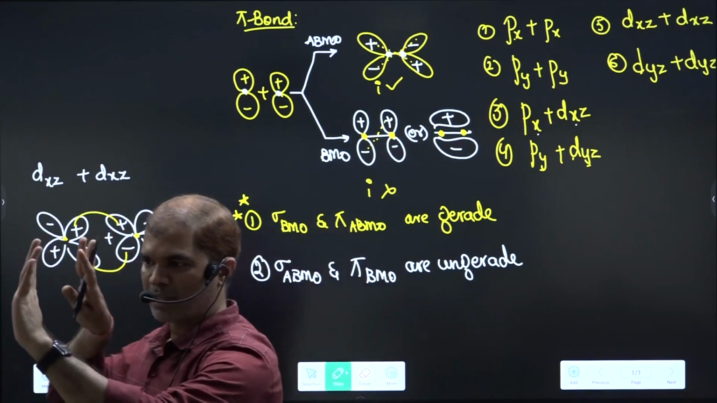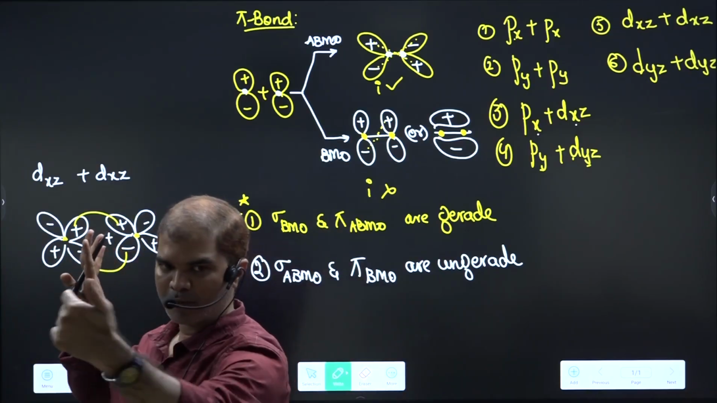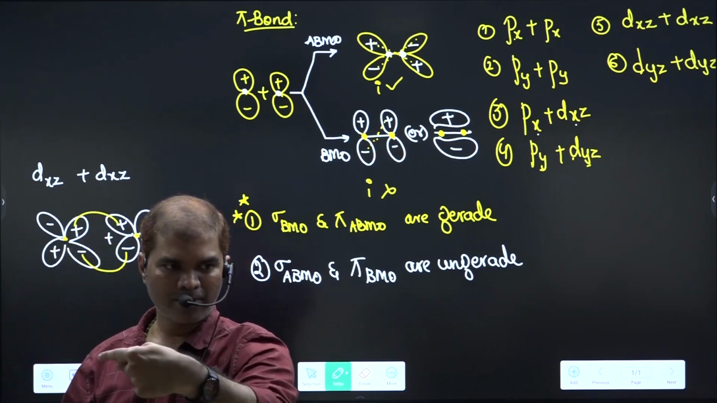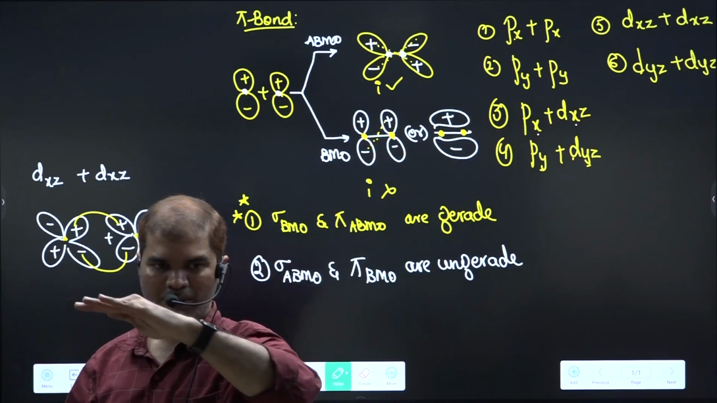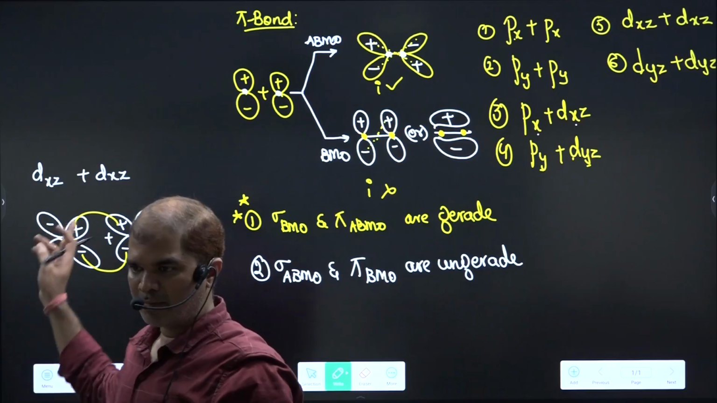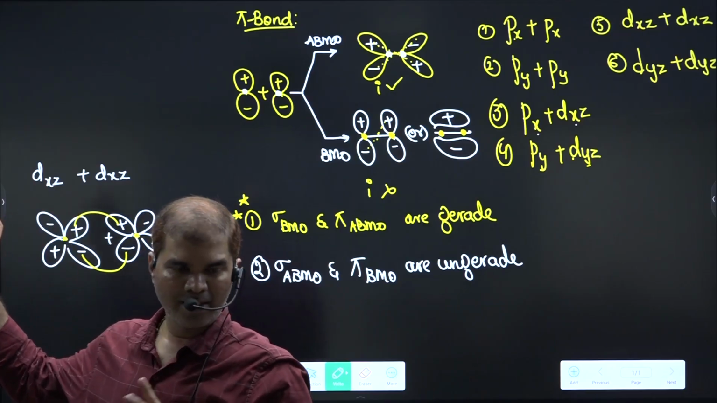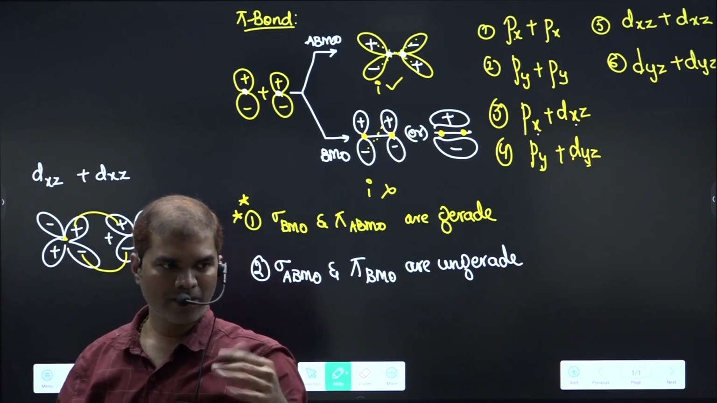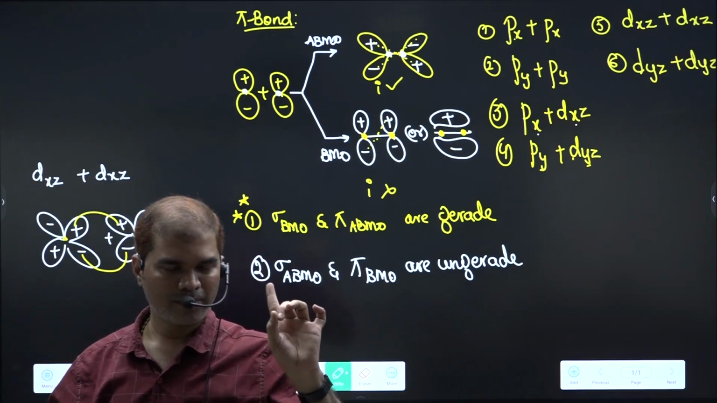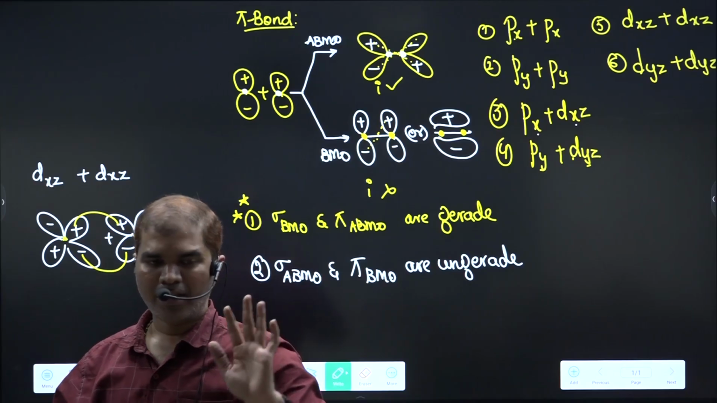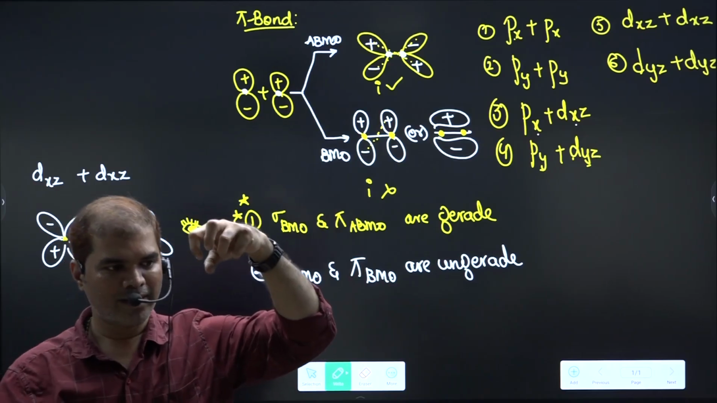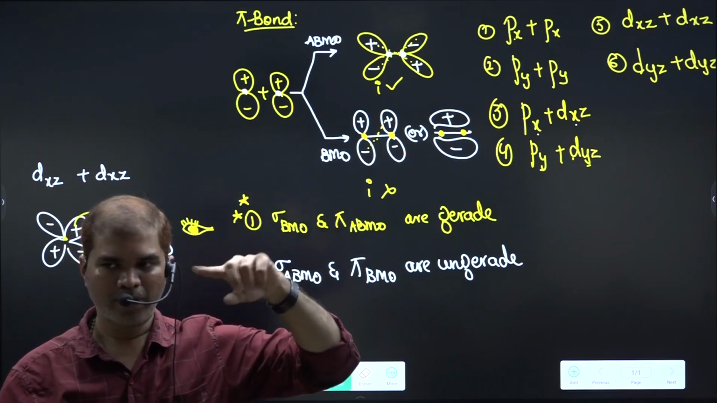Just imagine those 8 lobes are now in this plane. When you are looking from this point, how many lobes can you see? Only plus and minus, only 2 lobes. Between those 2 lobes, how many nodes are present? Only one node. So let it be dxz or dxz, dyz or dyz, px or px, py or py, you will have only one node, whatever may be the combination. And all these combinations will be like only 2 lobes when you are looking from the side.